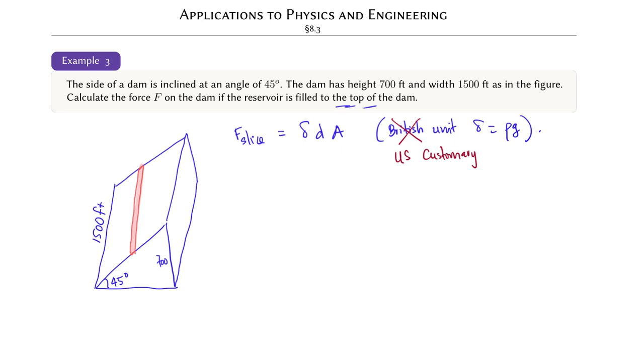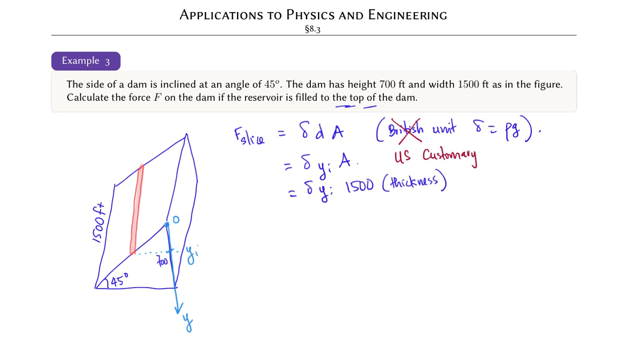We position the coordinate axis so that y equals 0 is at the water level with the positive direction pointing down. Thus, the location from the slice to the surface is yi. The force on the slice is delta times yi times the area, and this is the area of the slice, which is the width 1500 times the thickness.